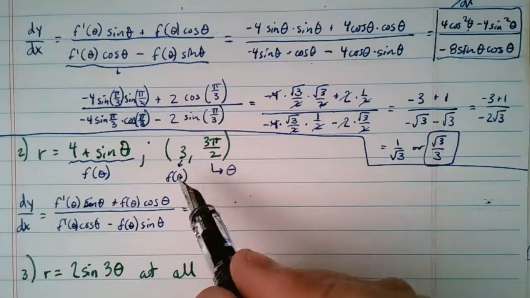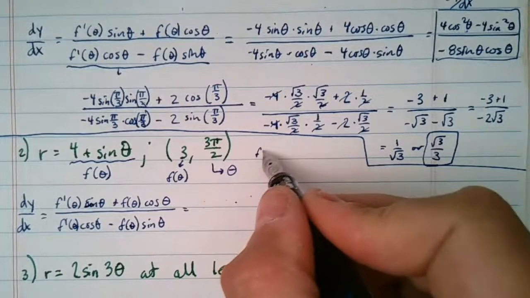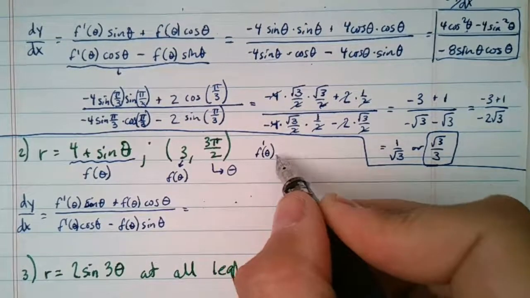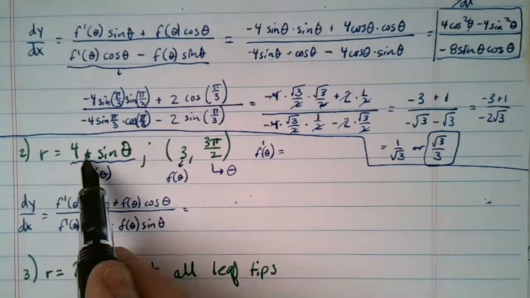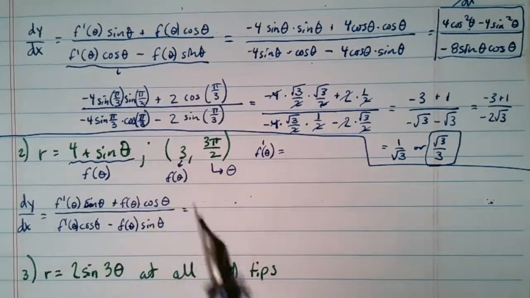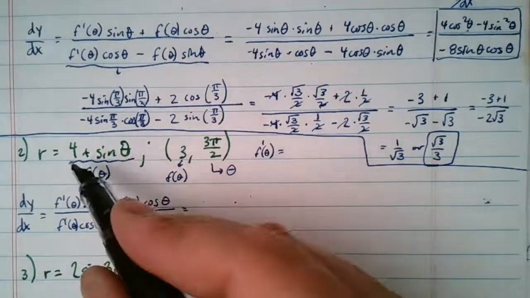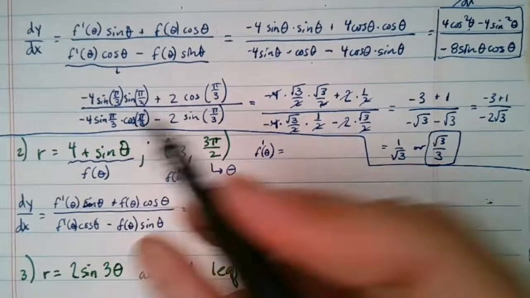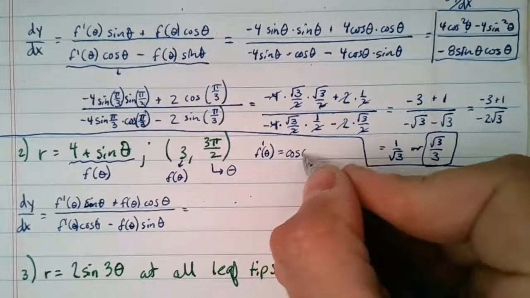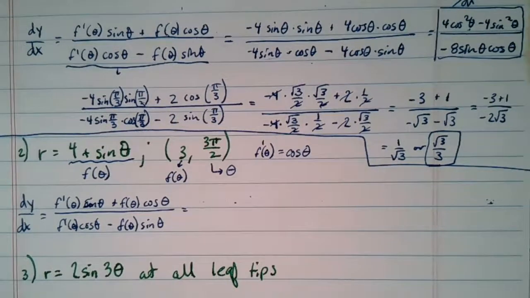Everywhere we have f prime of theta, well, I don't know what f prime of theta is. Let's find f prime of theta. What is the derivative of 4 plus sine theta? The derivative of 4 plus sine theta, that's going to be a 0, and then that's going to be a cosine theta. So it's just going to be cosine theta. F prime of theta will be cosine theta.